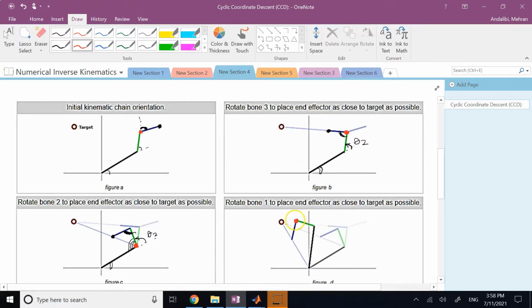What can I do to this joint 3 to bring this end effector as close as possible to the target? This angle is locked and this angle is locked. I'm not going to change them, only this one here, theta 3. And you say, well, I connect again these two with a line, and then maybe I need to even extend it and force rotating the end effector about joint 3 to fall on that line. So if you do it, your end effector is probably going to come here.